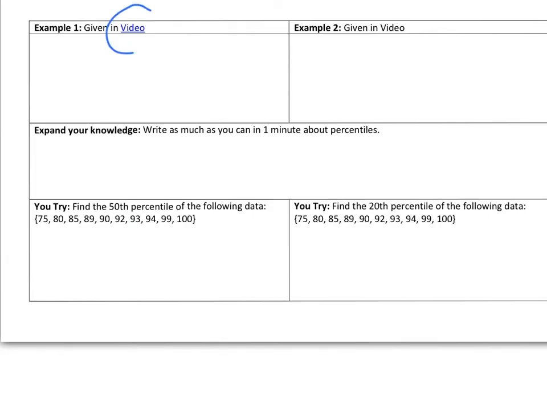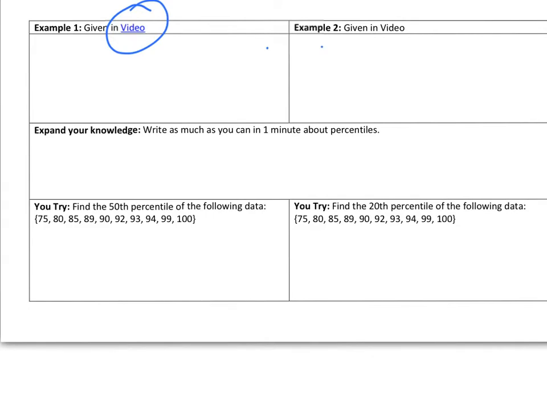You can go ahead and watch that video by clicking on the link and then just take your notes in those two boxes and then figure out what you learned about percentiles. Now that you've done that, let's see if you can actually figure these problems out.